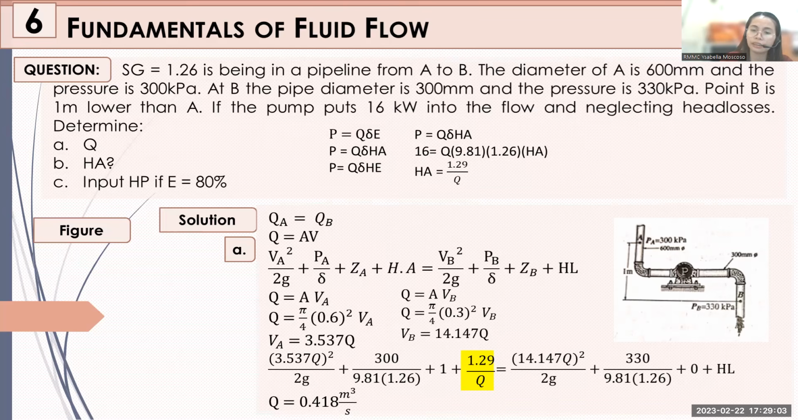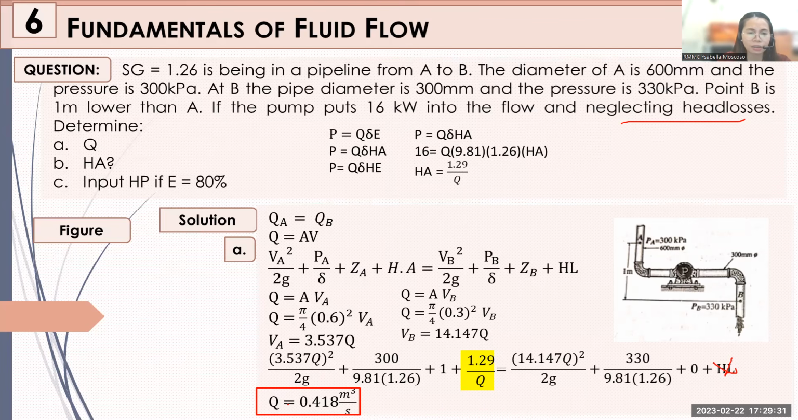0.418. Why is that? Ma'am, you have not even gotten the head loss. Why did you come up with the value of Q as 0.418? Go back to the problem. What did the problem say? Neglect head loss. That means this one is eliminated. In that case, our equation is in terms of one unknown, which is the discharge.